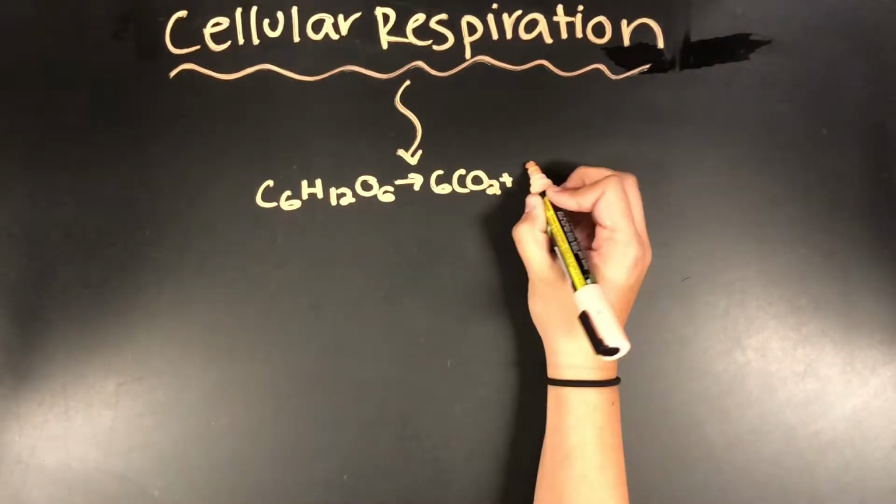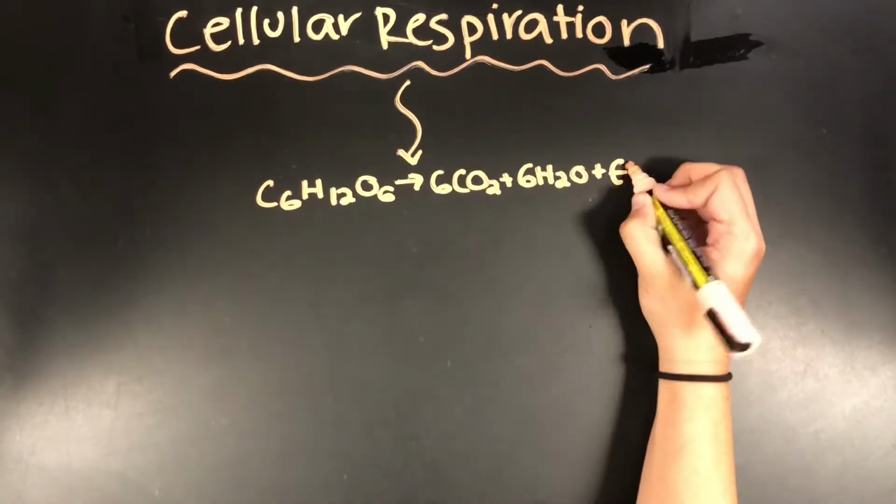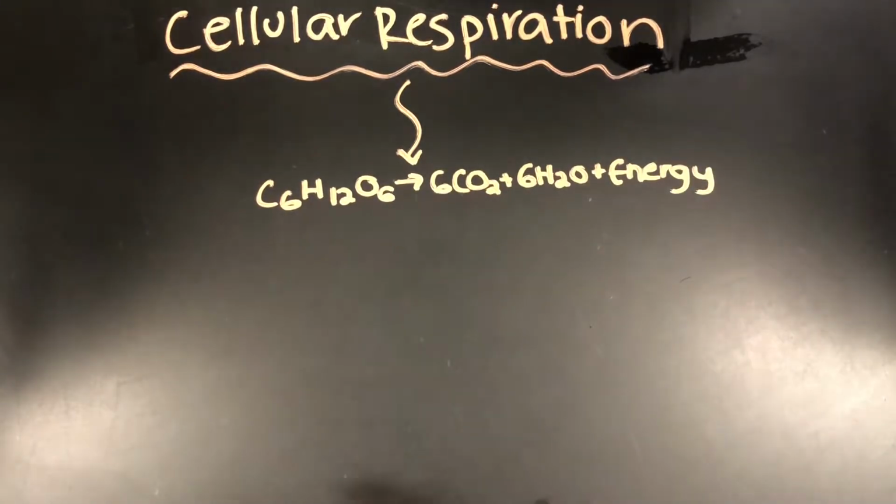Cellular respiration is the breakdown of glucose into carbon dioxide, water, and energy in the form of ATP.